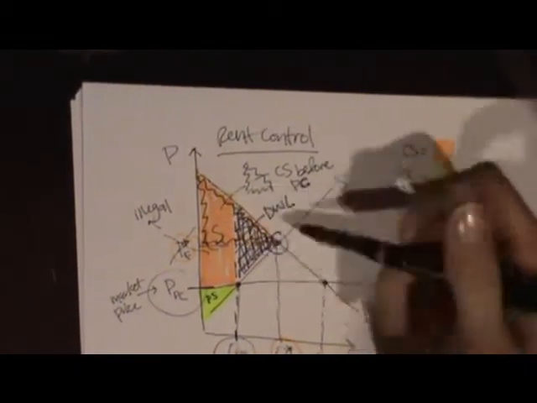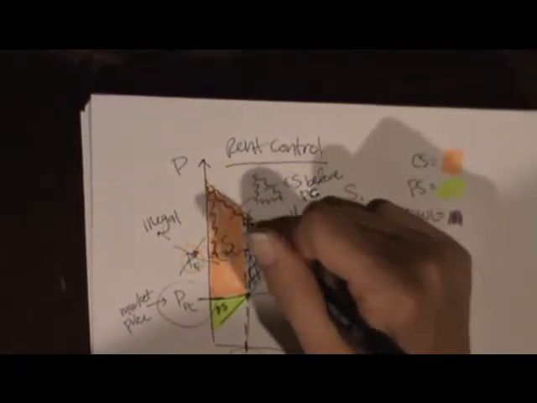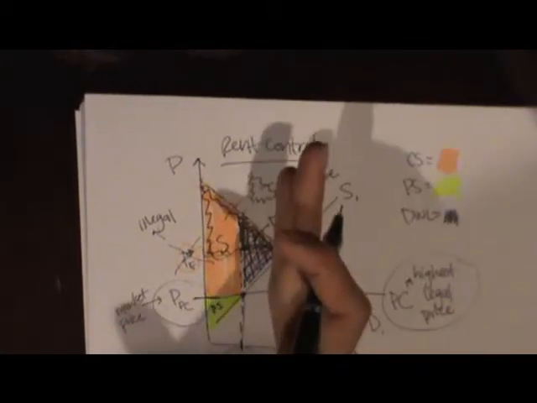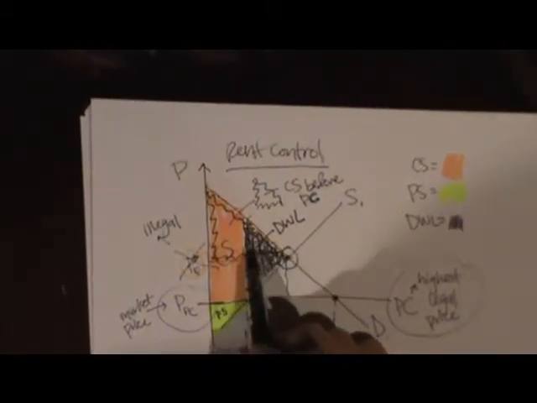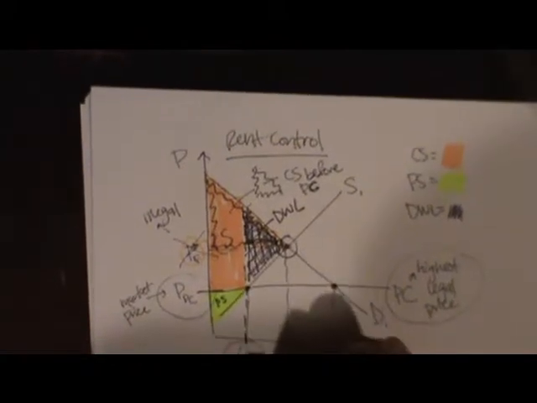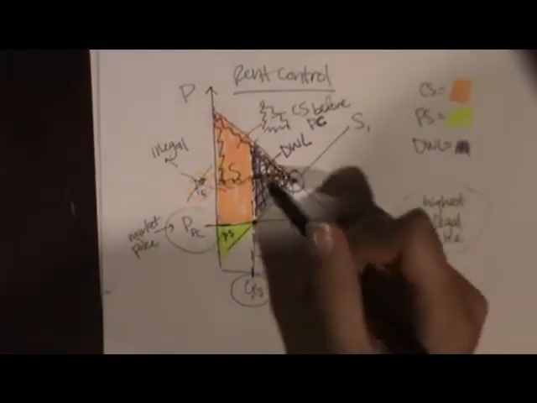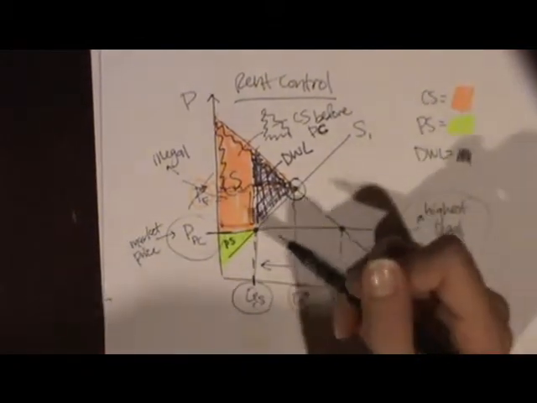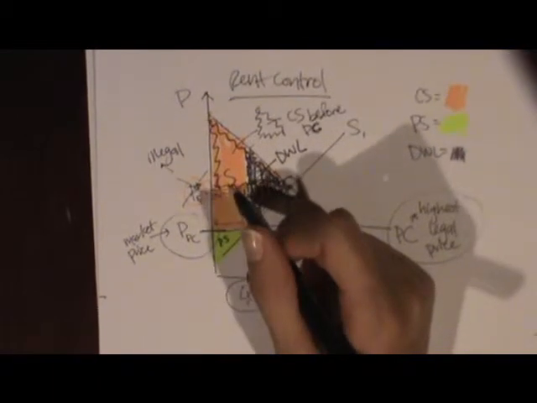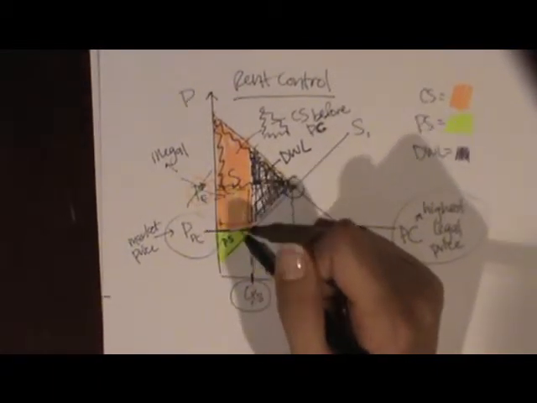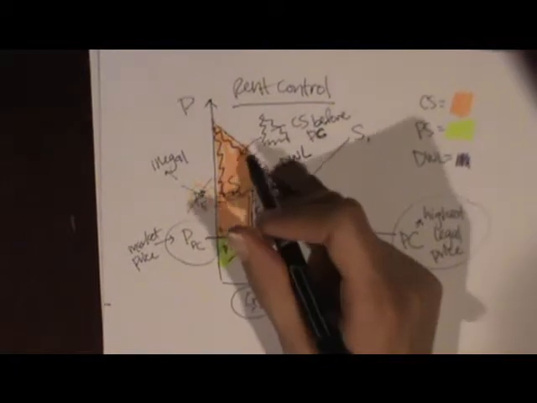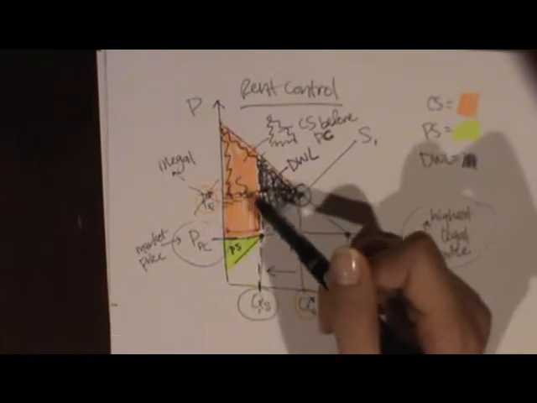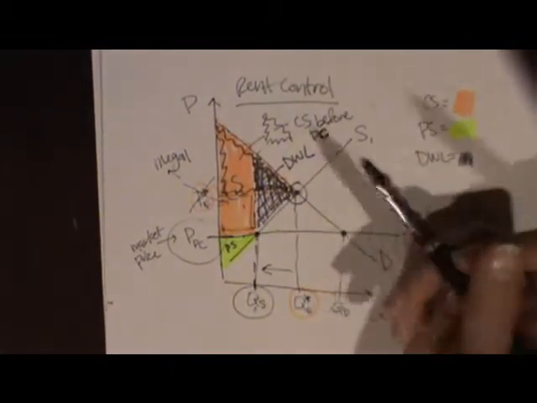So consumers lose this triangle when the price ceiling is placed in effect, because none of these people who used to buy an apartment, now they can't buy one anymore because of this decrease in supply, in the quantity supplied. But they're gaining this square. They're gaining this amount because now those people who do get an apartment are paying less than they were paying before. So their consumer surplus increases. In this case, we can't really tell if consumers are better off or worse off after the price ceiling.